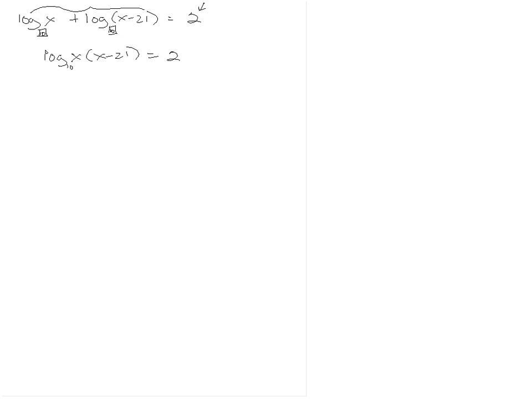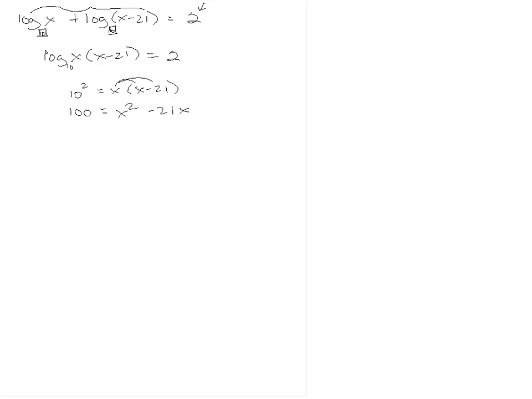I can't do change of base formula. There's nothing else I can do in logarithmic form. So I'm going to change it to exponential form. So I get 10 squared equals x times x minus 21. All right, we're going to solve for x. 100 equals x squared minus 21x.